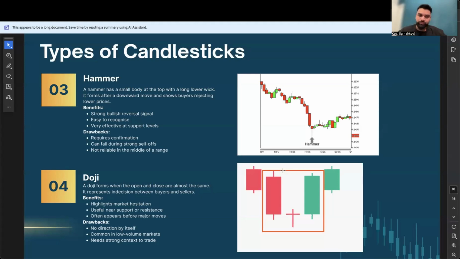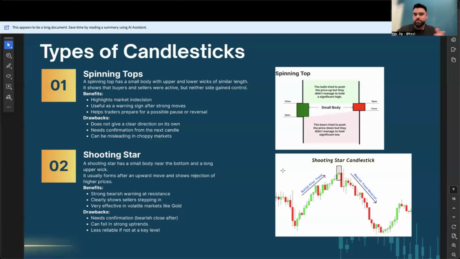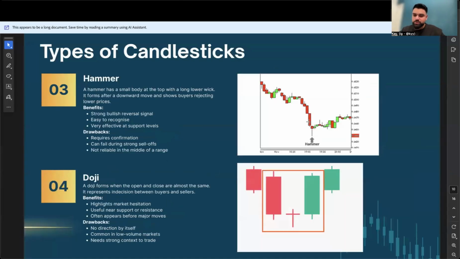The doji candle is a funny candle. It forms when the open and close are almost the same. It's very similar to the first candle, the spinning top, but the body is almost non-existent. In this, you can understand that it's a choppy, misleading market, so let's just wait. With a doji you literally can't even see the body. It represents indecision between buyers and sellers, similar to the other one. It just causes a bit more confusion. It highlights market hesitation, and is useful near support and resistance.